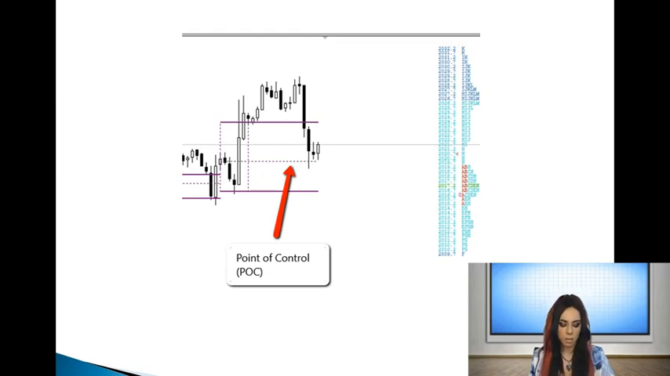The next lesson is about date types and about TPOs, the letters of the market profile, what they are and how you can use them.